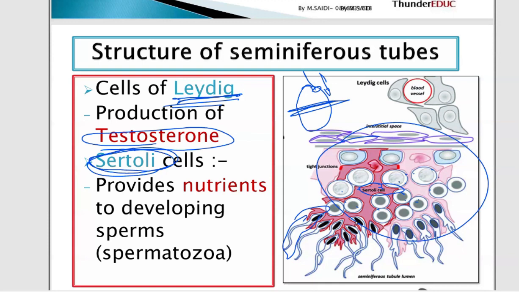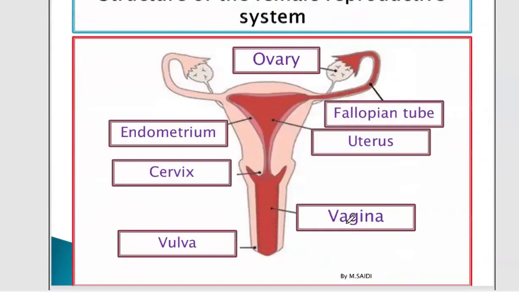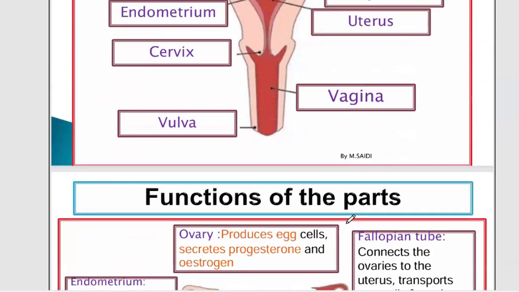They can ask you a question: what is the name given to the male cells when they mature? How do you call them? We call them spermatozoa, commonly known as sperms. So basically, that is the male.